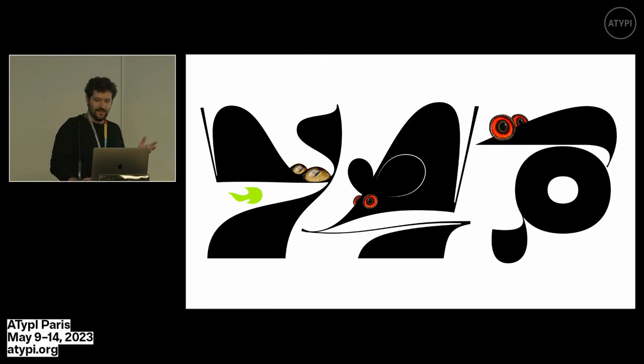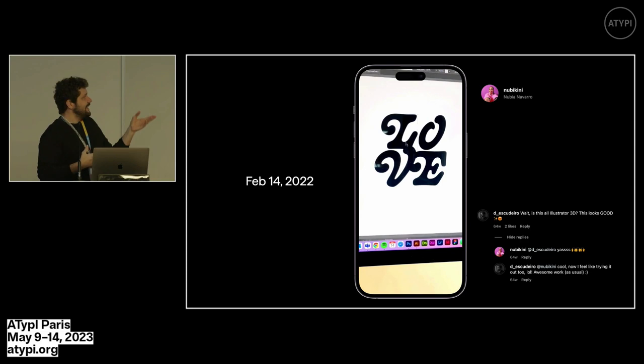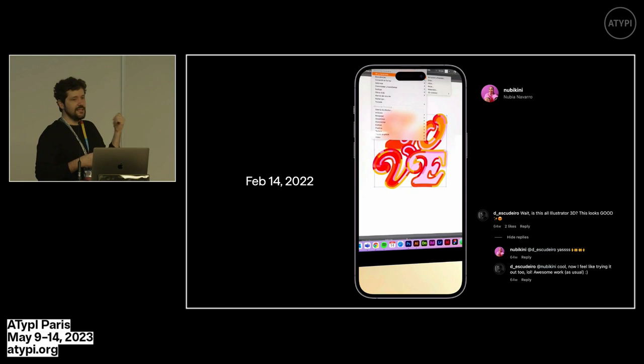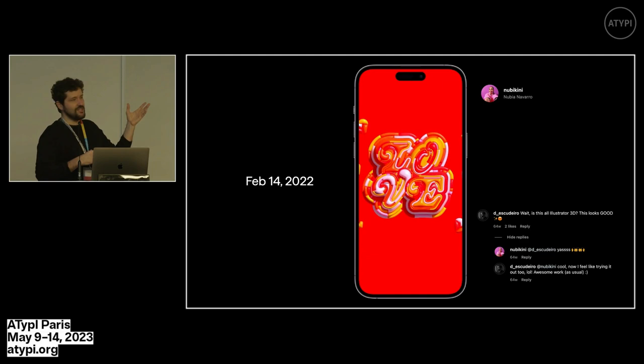And then there was a time, February 14, I didn't even remember this, but I checked, that I happened to catch this on Instagram, which was by Nubia Navarro, who is Nubikini, basically a design superhero from Colombia. You guys should really check her out. Her work is really amazing. She did the cha-cha-chi. Is it cha-cha-chi?